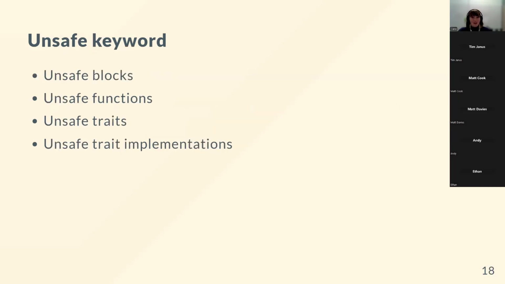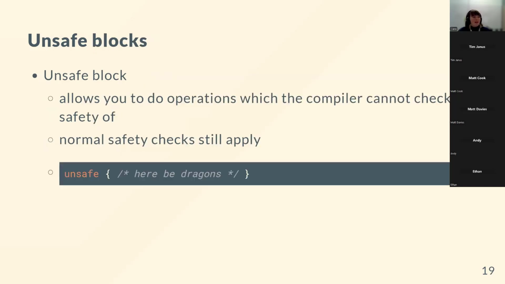You'll see the unsafe keyword in 4 places: in unsafe blocks, unsafe functions, unsafe traits, and then unsafe trait implementations. An unsafe block allows you, inside your unsafe block curly braces, to do the operations that the compiler can't check the safety of. But all your other normal safety guarantees that we know and love about Rust will still apply. So you still won't be able to have access to mutable references if they're just normal vanilla references. All your normal rules still kick in.